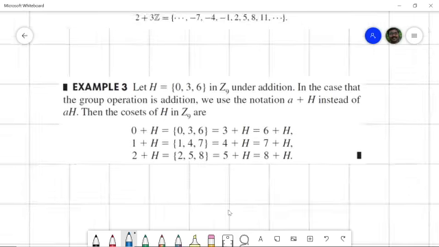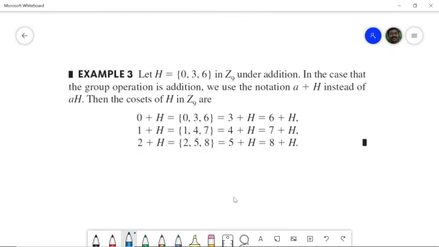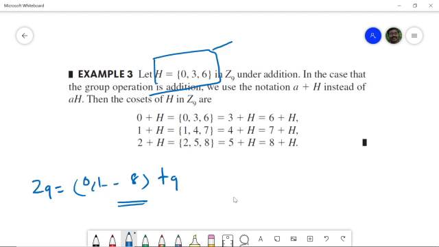Here is another example. If you're taking Z9, I hope you understand what Z9 is. Z9 is nothing but the set 0, 1, 2, up to 8 under addition modulo 9. Of that I am taking a subgroup H, which is {0, 3, 6}. You can check whether this is a subgroup. You can check for closure, for identity, and that the inverse of each element is there. We have also devised other methods: if it is finite and closed, it will be a subgroup. So {0, 3, 6} is a subgroup here.